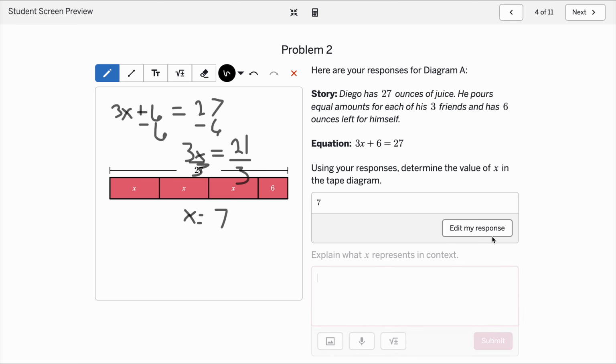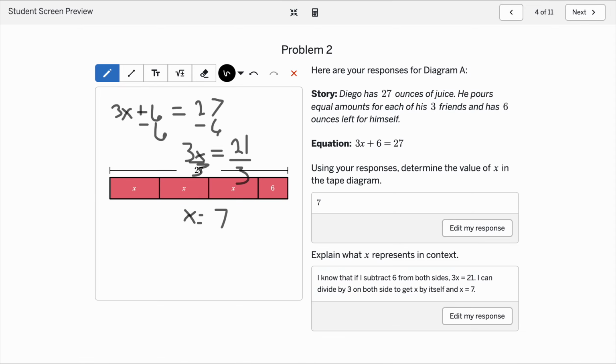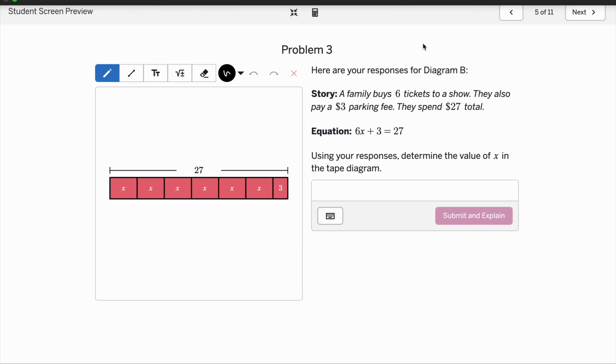So 7. I know that if I subtract 6 from both sides, 3x equals 21. I can divide by 3 on both sides to get x by itself, and x equals 7. Moving on to the next one. Here's my response for diagram B.